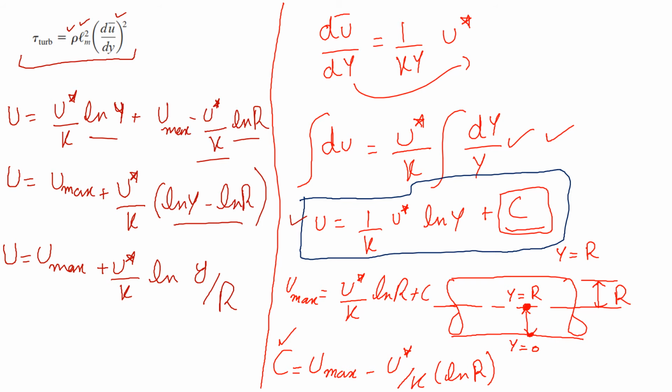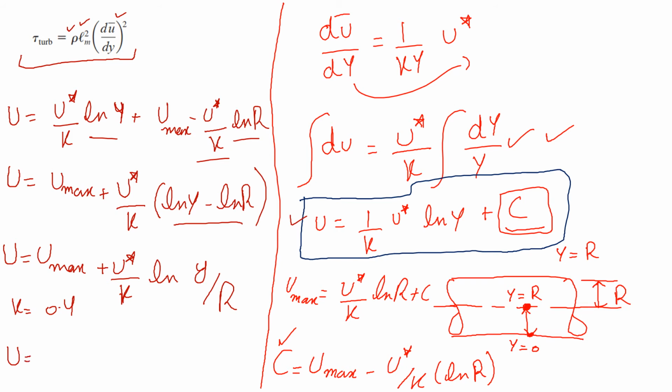So k is a constant, and its value is 0.4. Putting the value of k as 0.4, we will get the final form of our velocity equation, and that will also be called the Prandtl velocity distribution for turbulent flow.